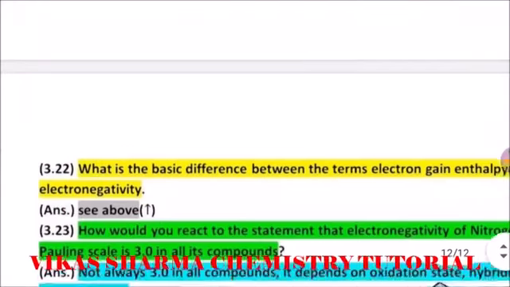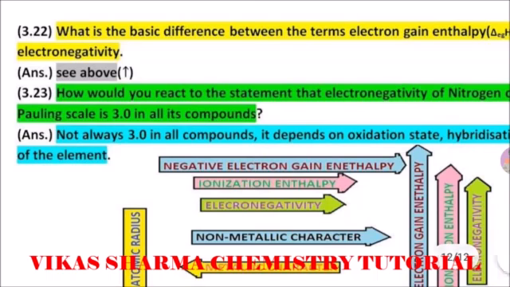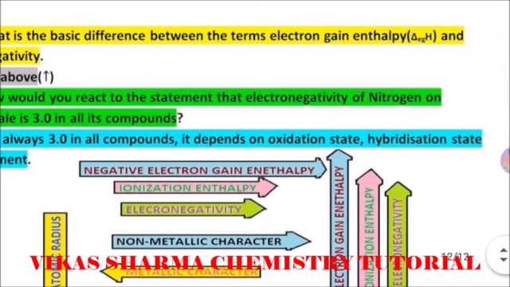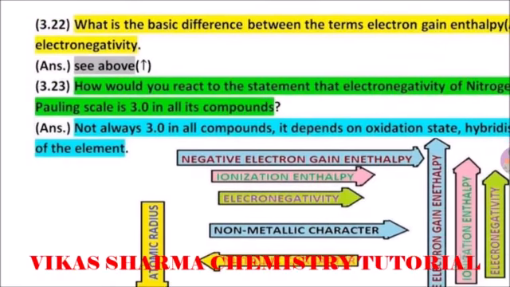How would you react to the statement that the electronegativity of nitrogen on the Pauling scale is 3.0 in all its compounds? It is not always 3.0 in all compounds. It depends on the oxidation state and hybridization state of the element. So electronegativity is not constant. It is variable for an atom in variable covalent conditions.